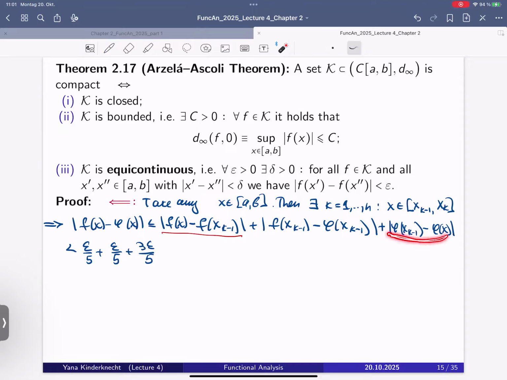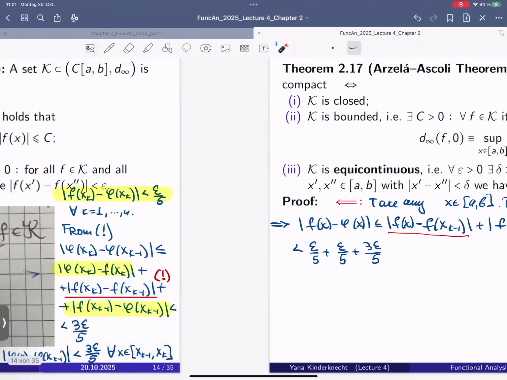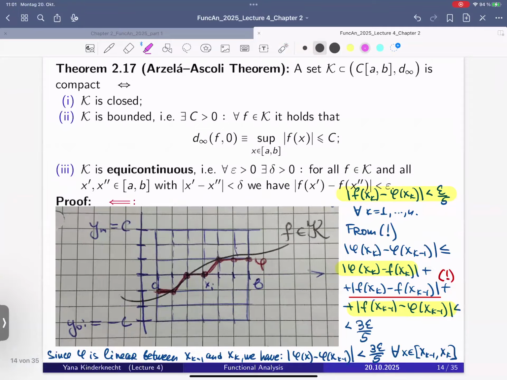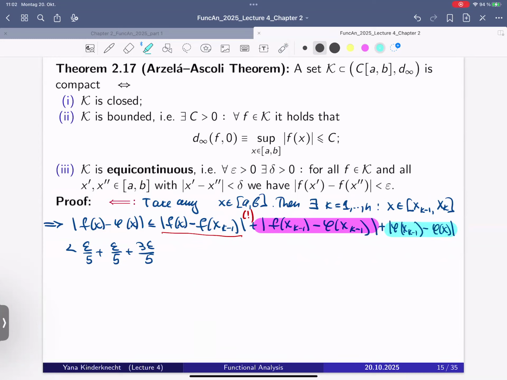This is what we have just discussed on the previous slide. It should satisfy this inequality. And what is written here? This is equicontinuity, this condition. And this is smaller than epsilon over 5 by the construction of phi. So let me use a different color. This is due to the construction. Okay, so finally we have this inequality. So this is exactly epsilon.